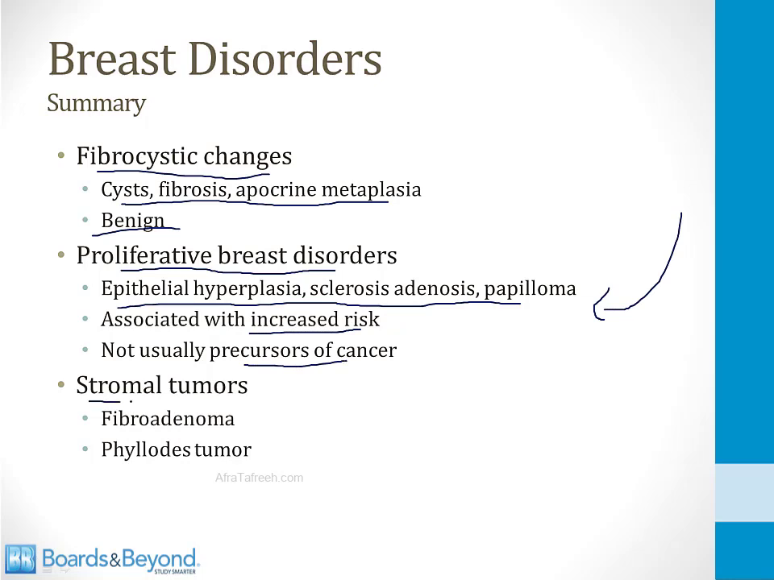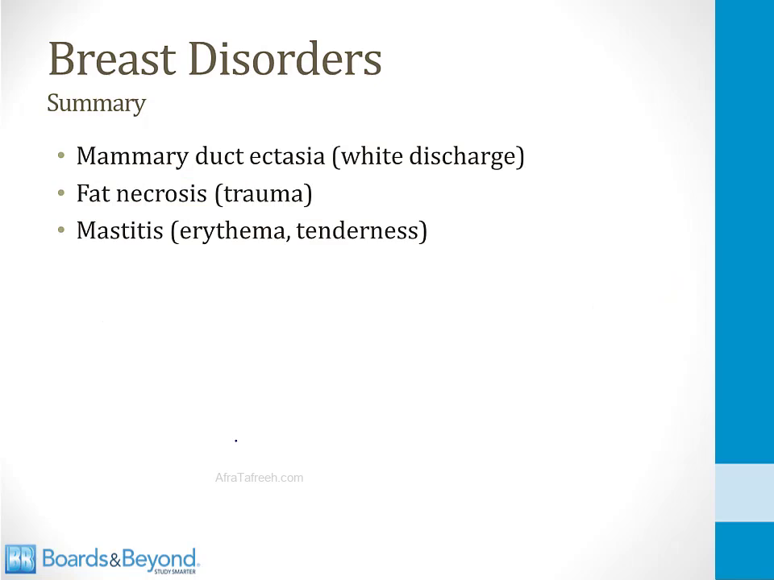And then finally, we talked about stromal tumors, which are tumors that arise from the stromal tissue in the lobules. These include fibroadenoma, which is benign, and phyllodes tumor, which is also usually benign, but in a small percentage of cases can become metastatic. And then these three conditions shown on this slide are all inflammatory, and they all have specific clinical features that usually make them easy to identify. So in mammary duct ectasia, there's white discharge from the nipple. Fat necrosis usually follows trauma, often a woman who has had a breast biopsy or breast surgery, and mastitis presents with erythema and tenderness of the breast. And that concludes our video on breast disorders.